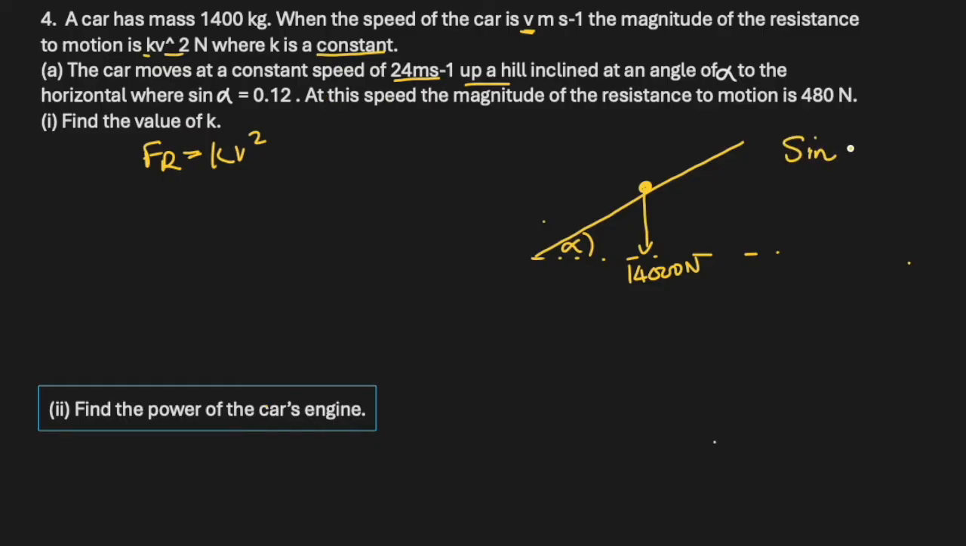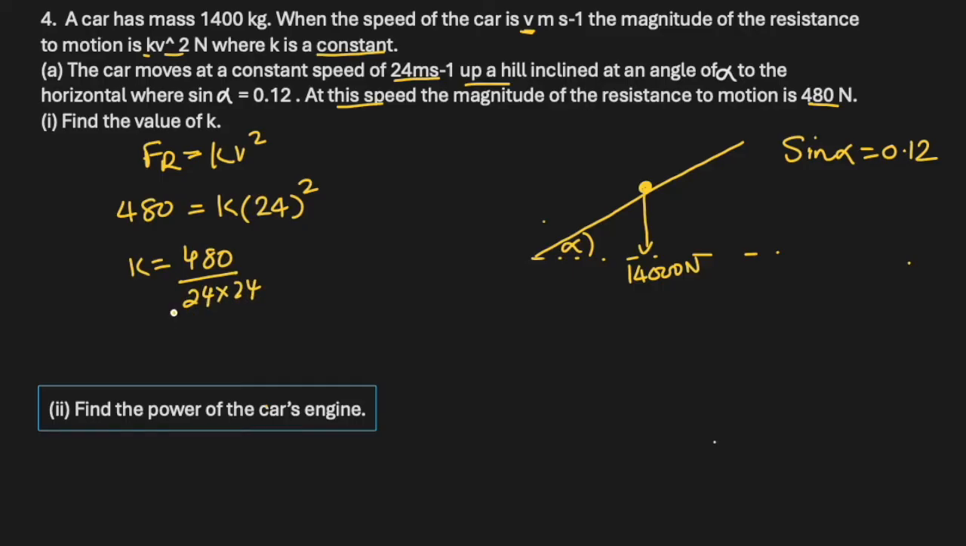So sine alpha is 0.12. At this speed, the magnitude of the resistance to the force is 480 newtons. Find the value of k. So the resistive force is 480 newtons, k is a constant and the speed is 24 meters per second. So we'll just find k now. k will be 480 divided by 24 times 24. So we get 20 out of 24, which is 5/6. That's the value of k.